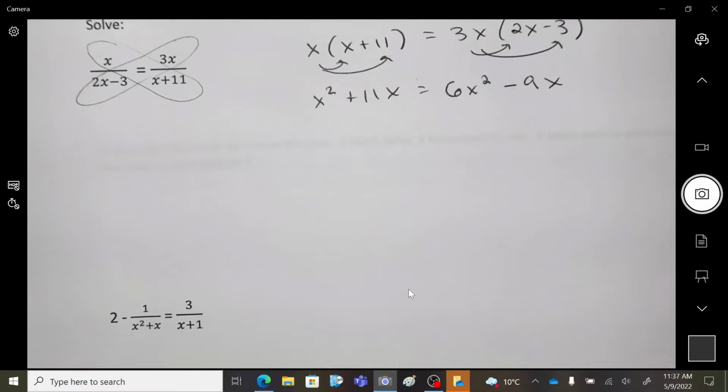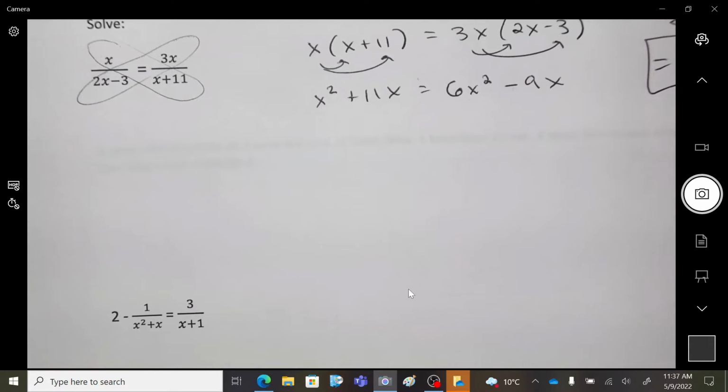Here's the algebra. What do you do as soon as you see x squareds and x's? What do you need? You need an equal 0. We have to have an equal 0. So let's do that.